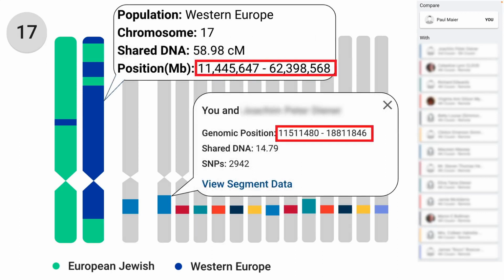And if you look at the coordinates, the Western European segment starts at around 11.5 million, that's in base pairs. And the segment that I share with all of these people also starts at about 11.5 million, same location. So it's very, very promising that this might be a collection of people who all share the same Swiss line with me.